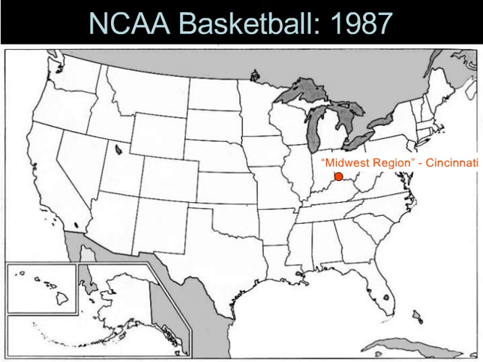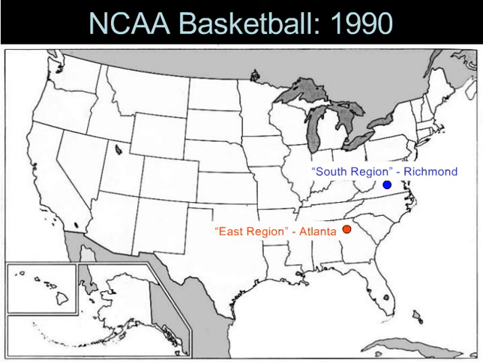1987, the Midwest regional was in Cincinnati. The Southeast region was in Louisville. So once again, a place that's west of Cincinnati was called Southeast, and then Cincinnati was called Midwest. Another screwy one. The South region in 1990 was hosted in Richmond, whereas the East region was hosted in Atlanta.